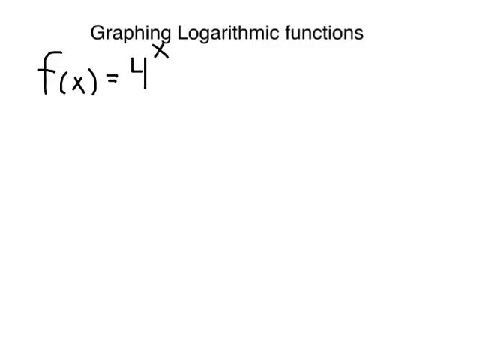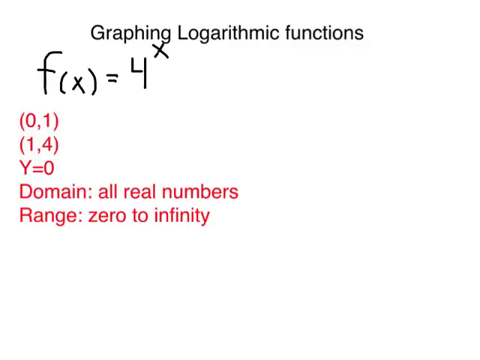Let's go over now how to graph logarithmic functions. But before we do that, let's recall some of the things about exponential functions. So exponential functions have these specific properties. They will always go through the point 0, 1, and the point 1, whatever the base is. In this case, it's 4. They have a horizontal asymptote at y equals 0. The domain of exponential functions is all real numbers, and the range is 0 to infinity, and that's because of the horizontal asymptote.